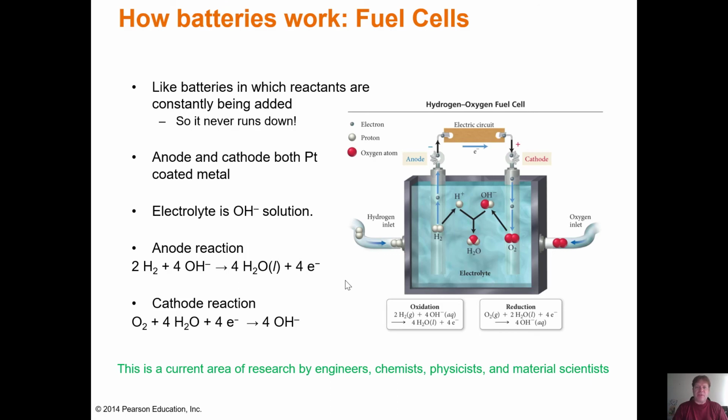The difference between a fuel cell and a battery is you're continually supplying reactants to a fuel cell so that it doesn't run out of charge. So those are some different types of batteries.